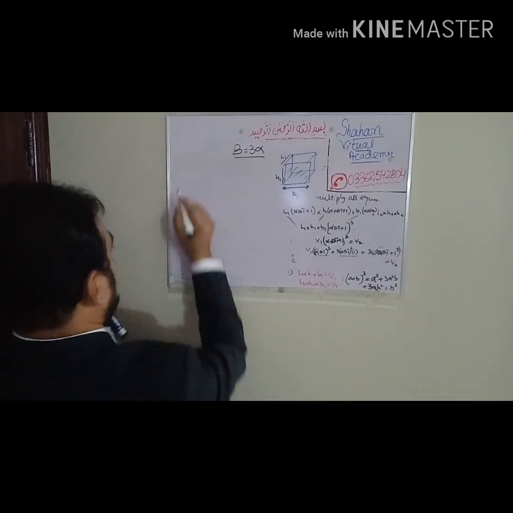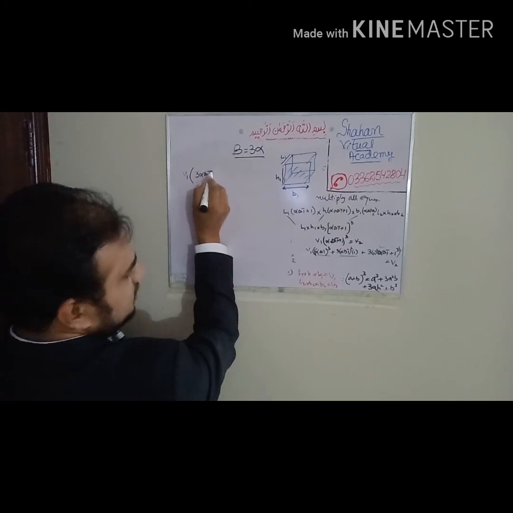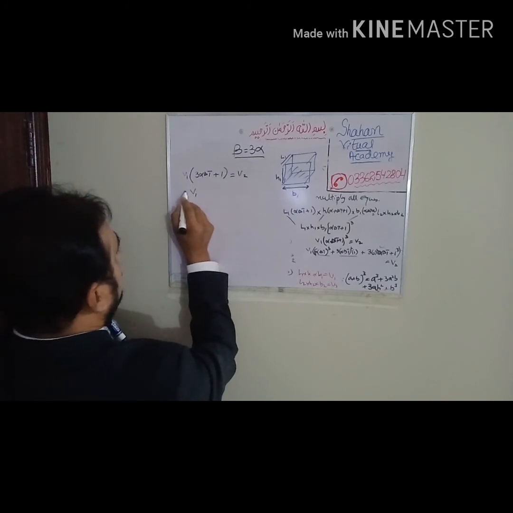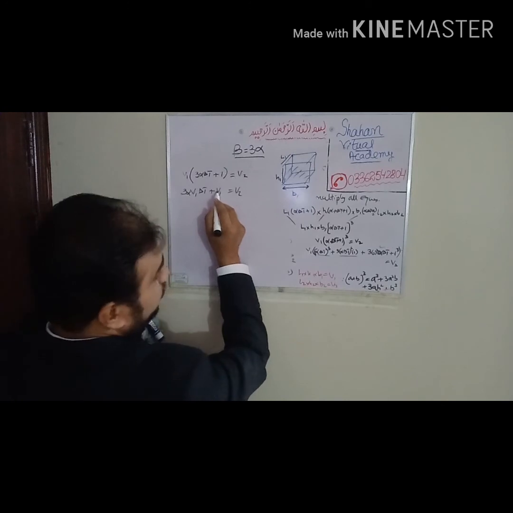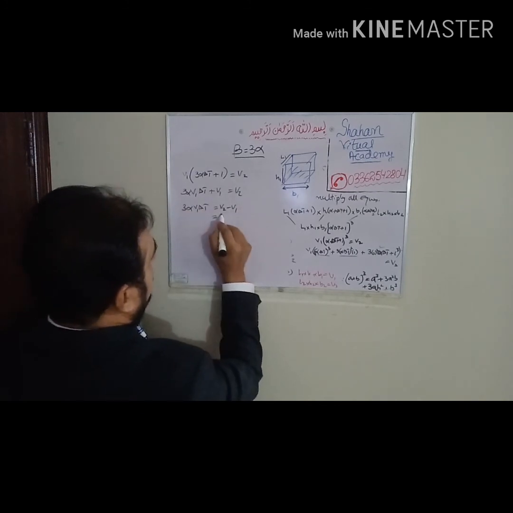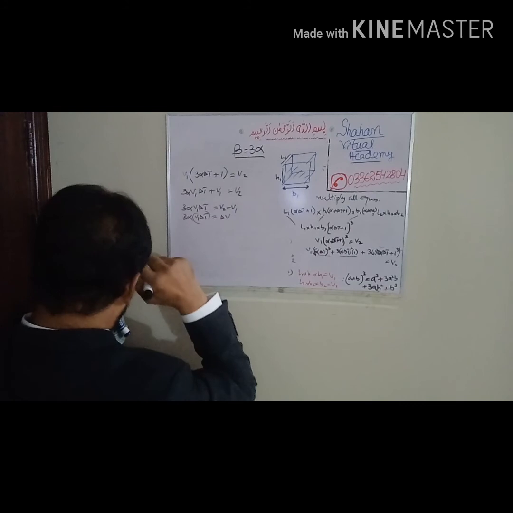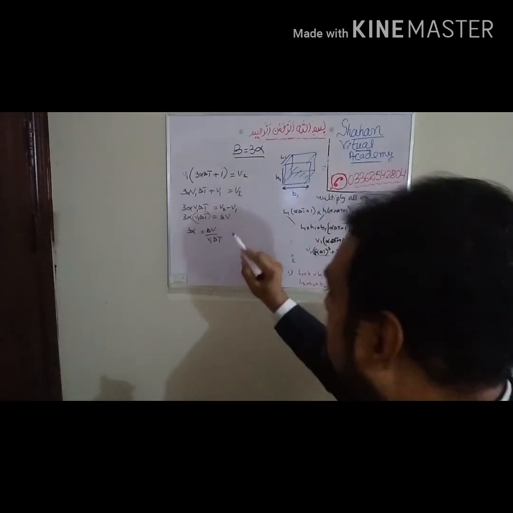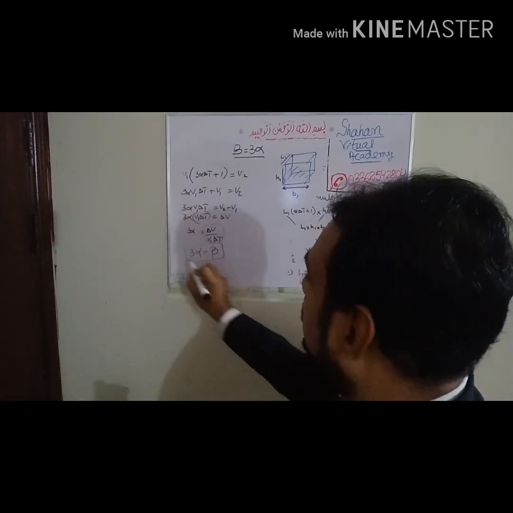So V1 times 3 alpha delta T plus 1. When we multiply that, V1 times 3 alpha delta T plus V1 is equal to V2. Taking V1 to the right side, it becomes V2 minus V1 equals 3 alpha V1 delta T. So V2 minus V1 is delta V, the change in volume, equals 3 alpha V1 delta T. Moving V1 delta T to the other side, delta V divided by V1 delta T is the value of beta. So it proves that 3 alpha is equal to beta.